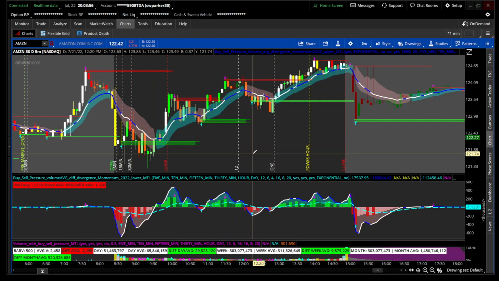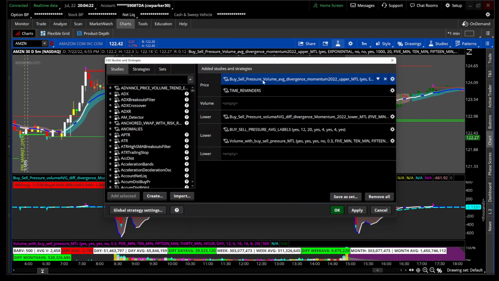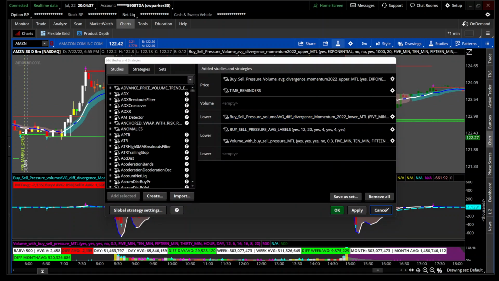And that's pretty much how this indicator works. Like I said, it's based off the equation for the original buying, selling, pressure, volume indicator, just with the candles. But I took it a step further and added these averages and found a difference, found a momentum, and really created this bundle. Within this bundle, you're going to get the buy, sell, pressure, volume average, this is the upper one, you're going to get the lower one, you're going to get the labels, and you're going to get the volume as well. And everything can be adjusted however you like.